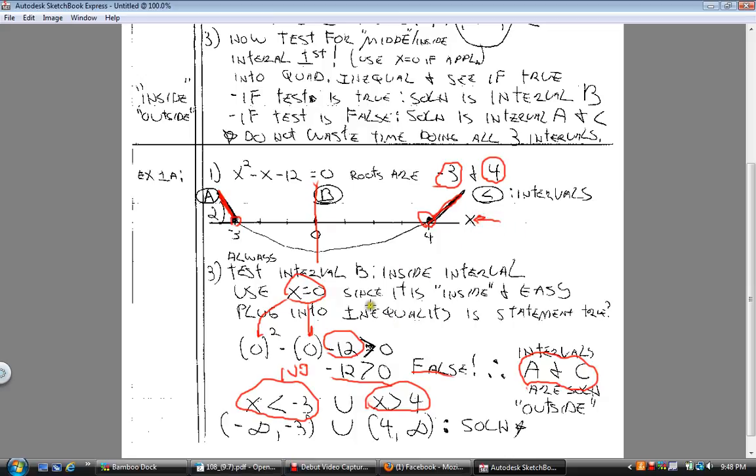Okay, with that said, when you go to set notation, you bring it down, and you would go ahead and go with parentheses because you're not putting the equal sign with the inequality. You're going from negative infinity all the way to -3, but not including it. Finally, you union that with 4 going all the way out to positive infinity, and you're not including them.